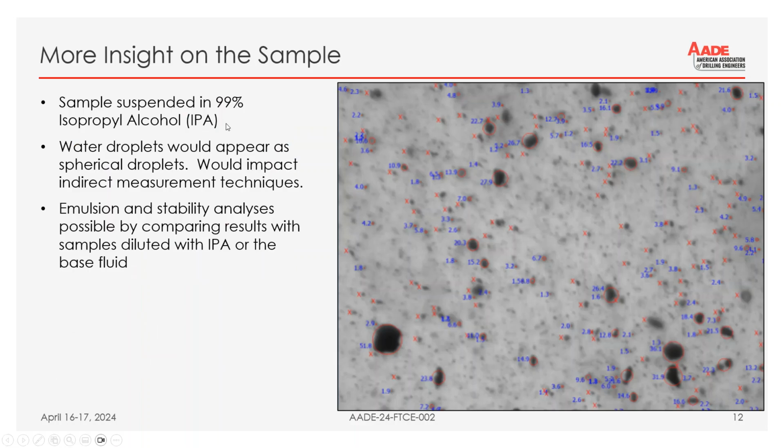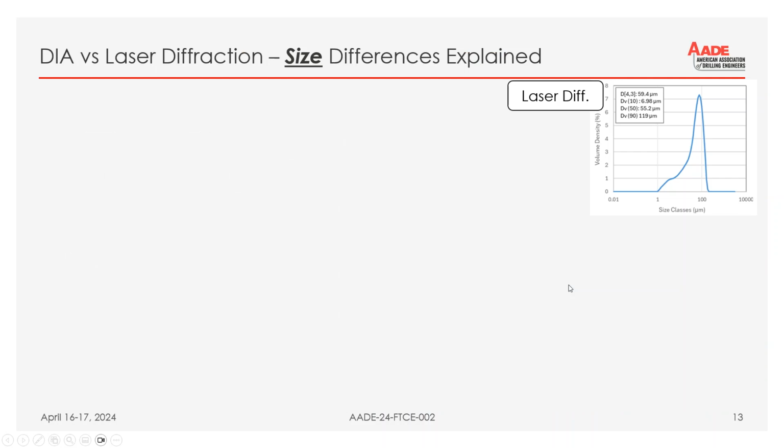What did the sample look like? Something similar to this, again, suspended in 99% alcohol. This is just one image of the thousands that were taken. And again, water droplets would appear as little white balls like this one, and they will impact indirect measurements. So an indirect measurement technique will assume those particles are around. If that was an air bubble, it will be a lot darker. If it was smaller and clear, it would be an emulsion. And definitely, you could see that there's definitely a difference.